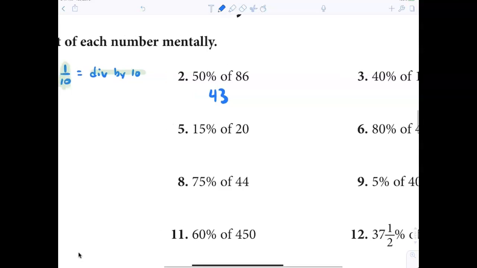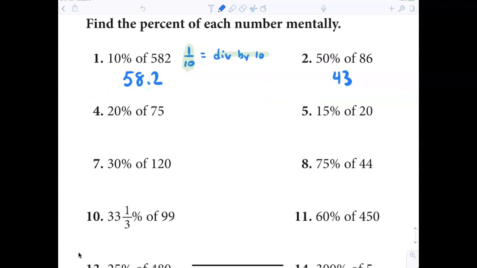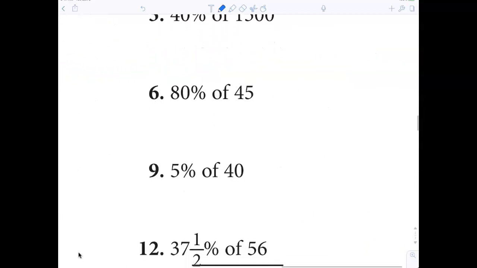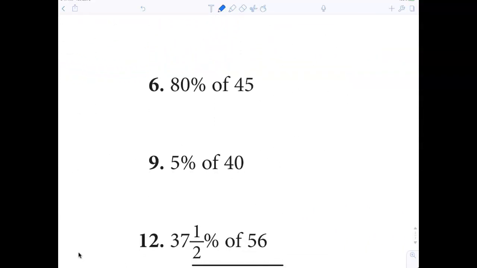Now, if you change 582 to 600, I wouldn't even care. But when you're dividing by 10, there's no reason to estimate. Right? Because you just move the decimal. That's it. All right? So here we go.